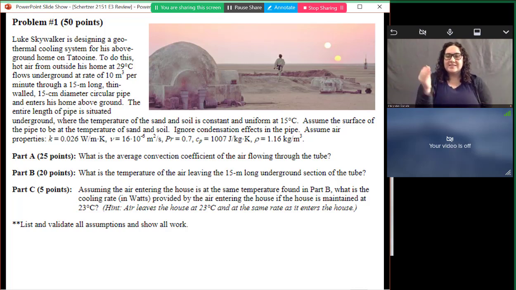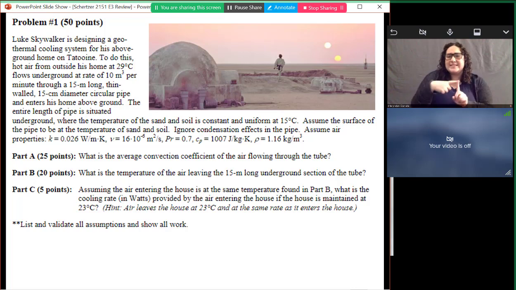Assume the surface of the pipe to be at the temperature of the sand and soil. Ignore condensation effects inside the pipe. Assume air properties are given. So first, we're supposed to find what the average convection coefficient of the air flowing through the tube is. For part B, what is the temperature of the air leaving the 15-meter long underground section of tube?